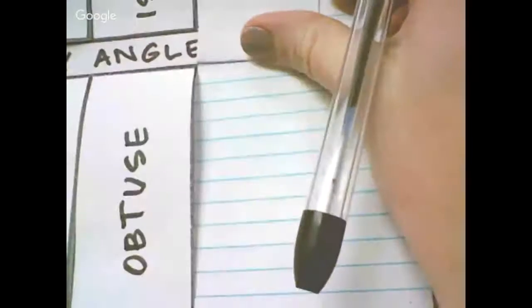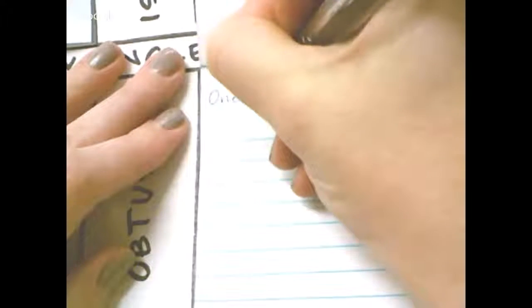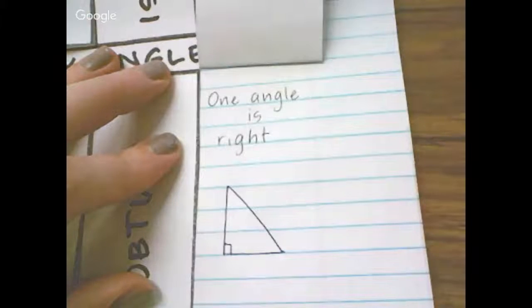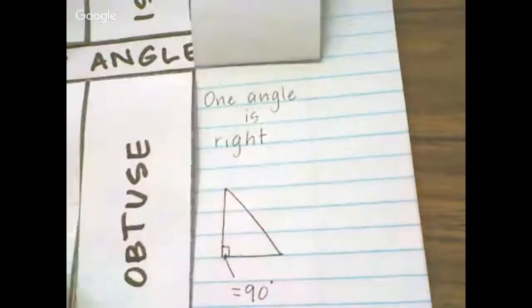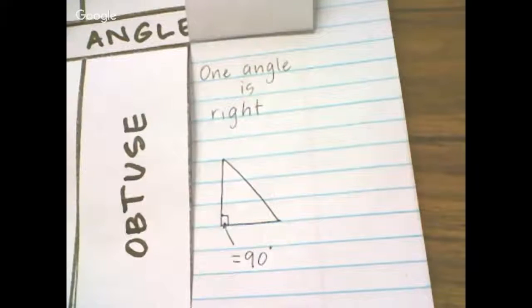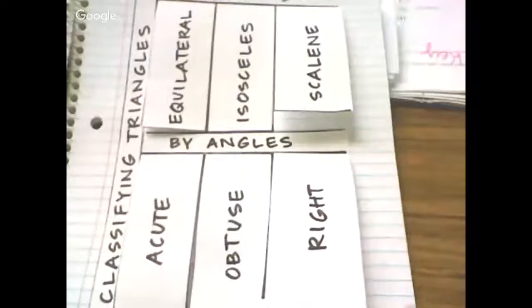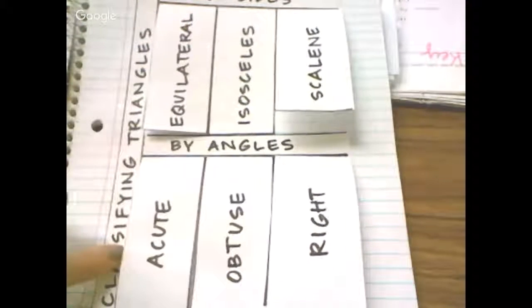And then my third kind is a right triangle, where one angle is right. We denote that by the square. So this angle is equal to 90 degrees. So each triangle that we do can have two classifications. It can be by sides or by angles.